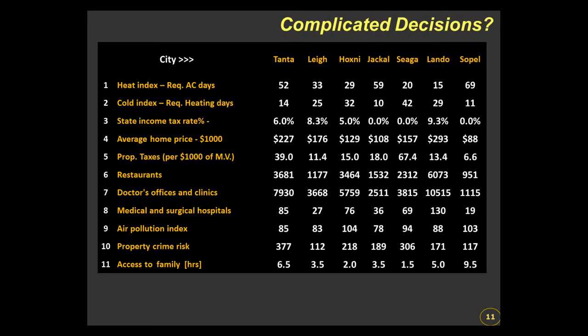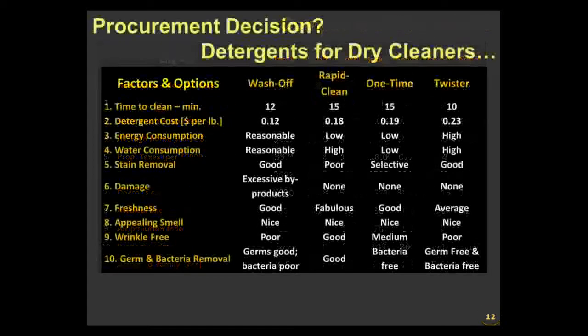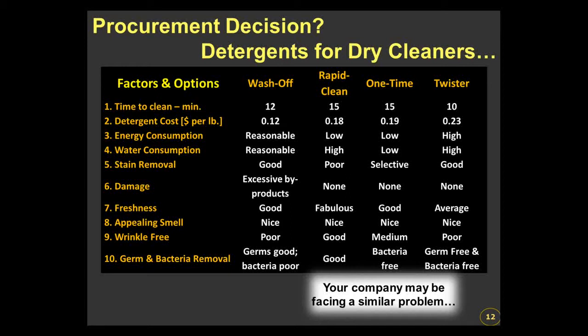No, ladies and gentlemen, we're facing information overload. The problem is not with the information. The problem is that we don't have a methodology to handle this. A company buying detergents might have the same problem. There are a multitude of criteria and plenty of information. We need to try to figure out how to make a decision.